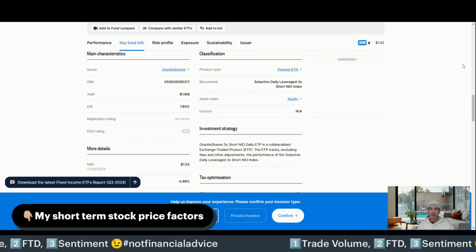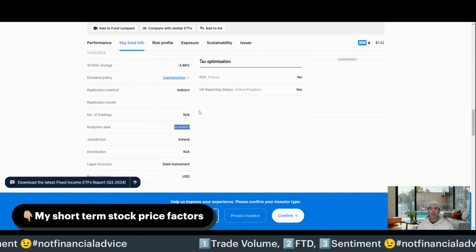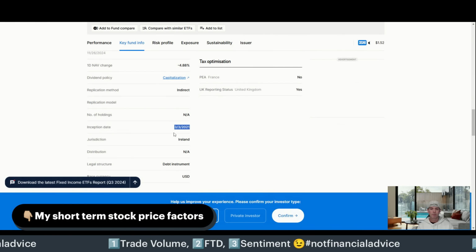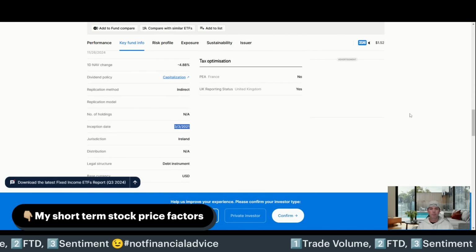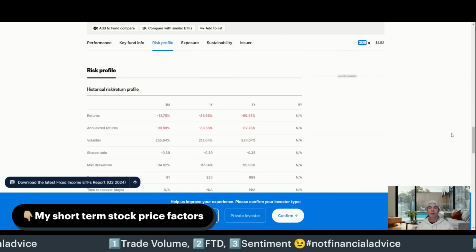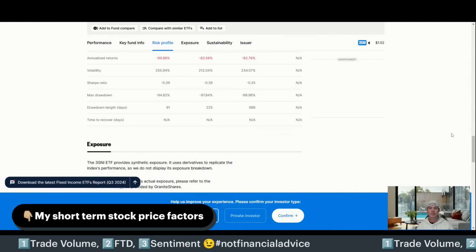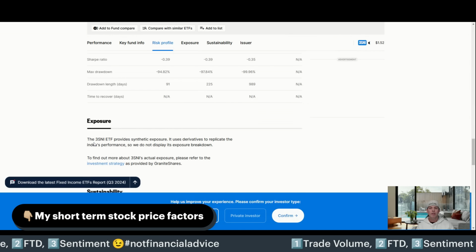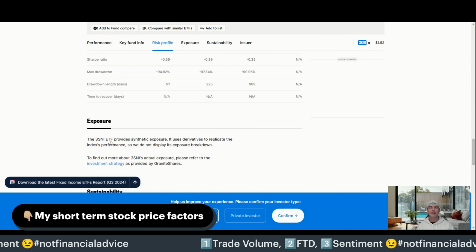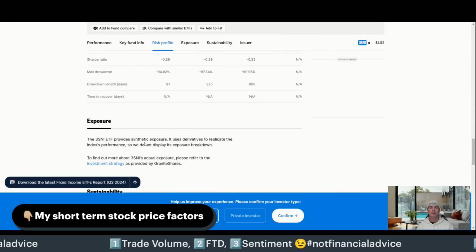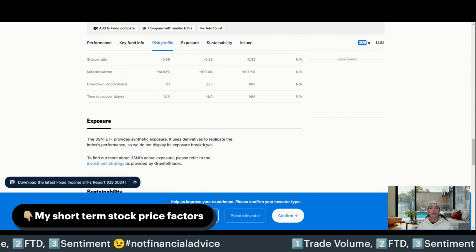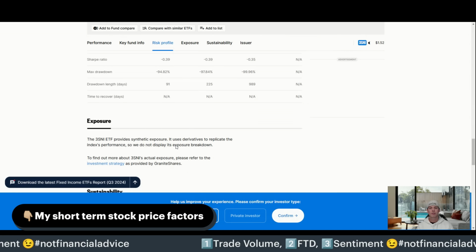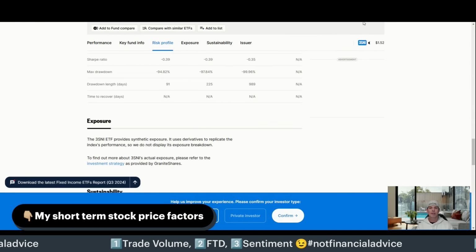And where is it? I've got it highlighted, I hope. There it is. Inception date for this: March 3rd, 2021. All right. And this is in Europe. And now if we go down just a little bit further, this is the part where we see the 3SNI ETF provides synthetic exposure. It uses derivatives to replicate the index's performance. So this, and then here's the other one.